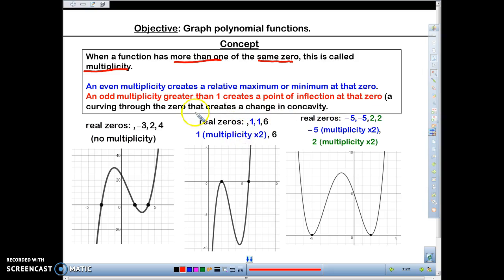For example, here, my real zeros, notice that I have 1, 1, and 6. And because I have double ones, I have a maximum here at this point. Here I have a double multiplicity, -5, -5, 2, and 2 are my zeros. So at these zeros, I get a relative minimum at both of these values. Notice here on this example that none of my zeros repeat. So that's why there is no multiplicity here, and I don't get the maximums, I pass through these zeros.